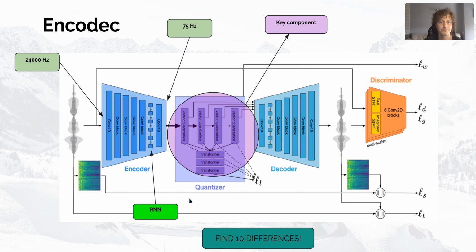Architecture-wise, the authors added RNN. They added transformers for entropy coding. What entropy coding does is it helps to produce better quantized vectors, better centroids. In other words, it helps to achieve better compression rates. Again, I'll talk about vector quantization in a bit. And yeah, it's the same component.